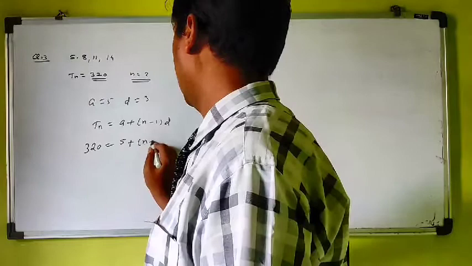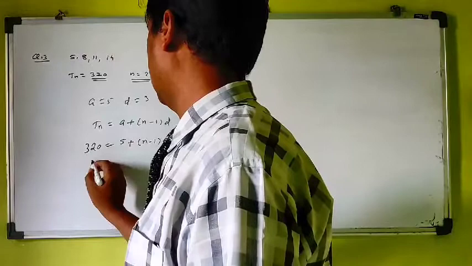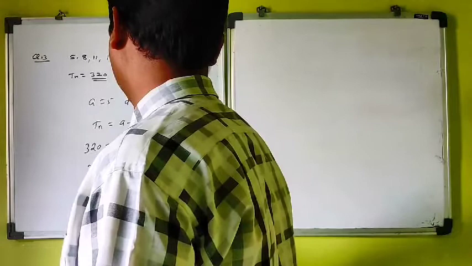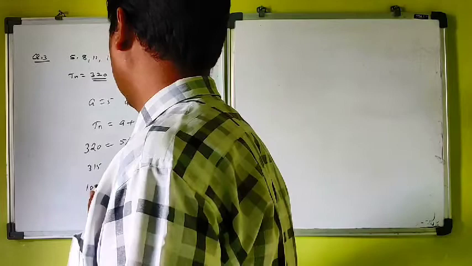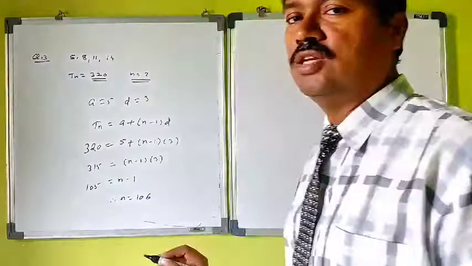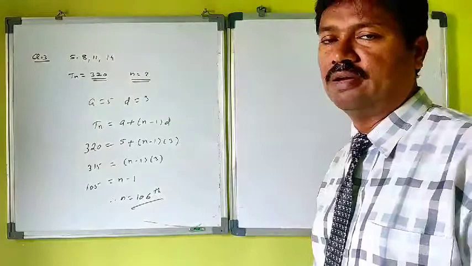So 320 minus 5 on this side, 315 is equal to (n minus 1) into 3. Divide by 3, what is that? It is 105 is equal to n minus 1. So n is equal to what? n is equal to 106. So the answer is the 106th term of this.